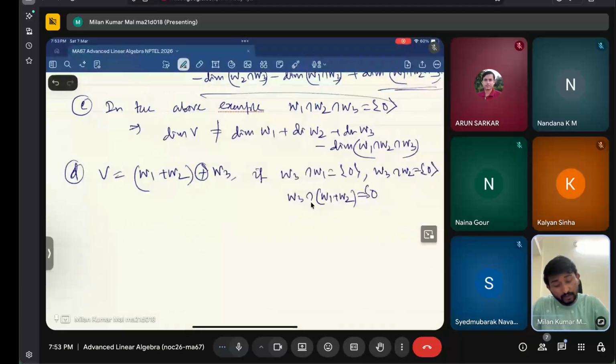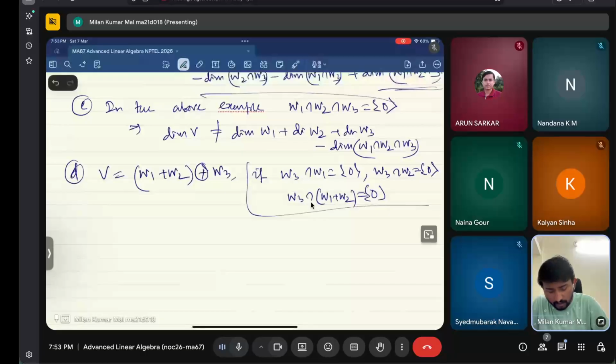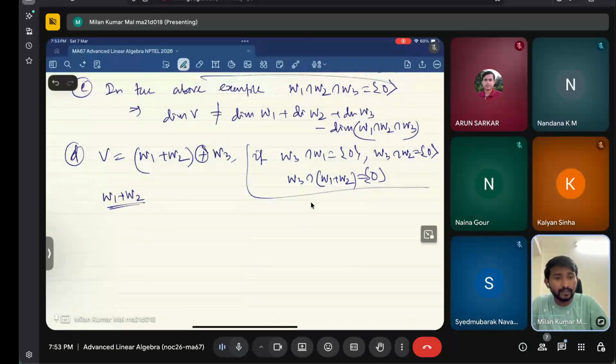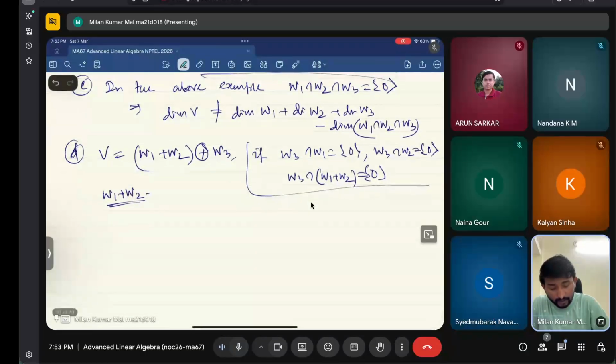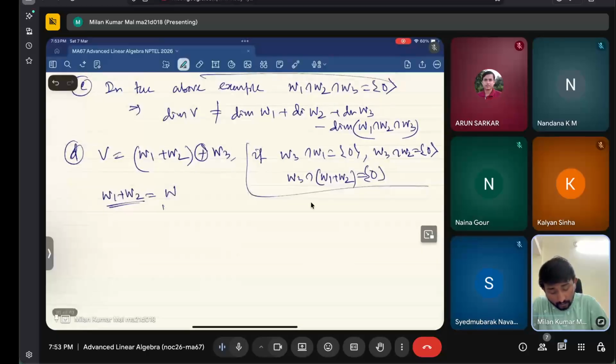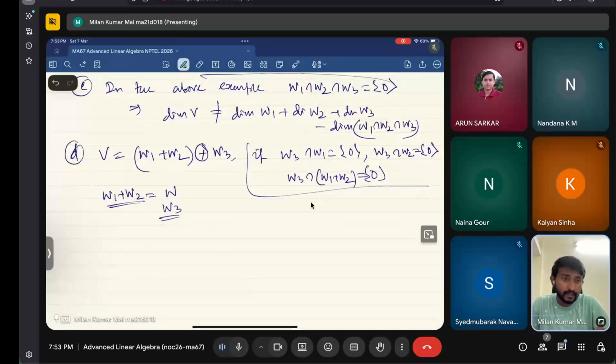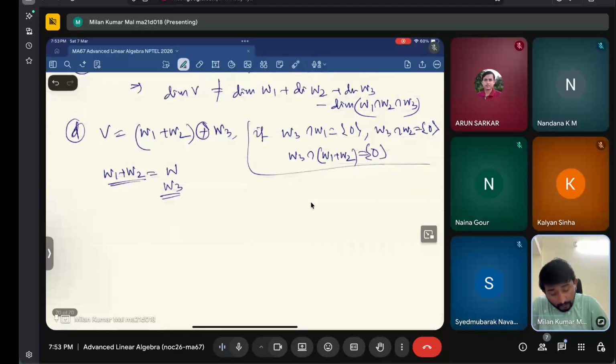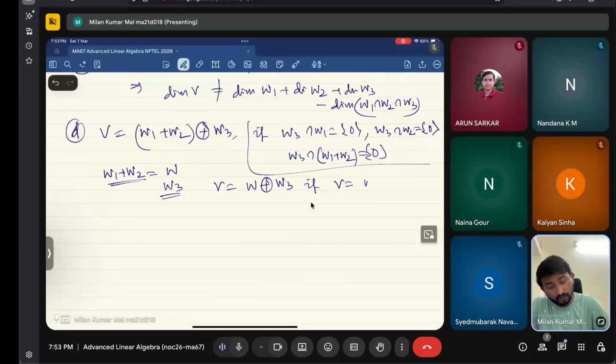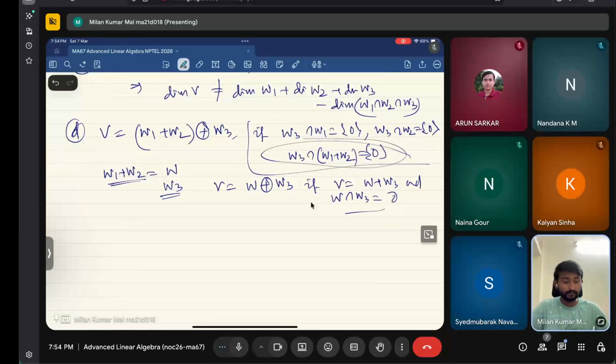So with these three conditions, can we write this? First of all, consider W1 plus W2. This is itself a single subspace. Let me write this as W. And you have another, that is W3. The sum of two subspaces is again a subspace. Union need not be. Now V can be written as W direct sum W3 if V is equal to W plus W3 and W intersection W3 is equal to 0, and this is what is given here.